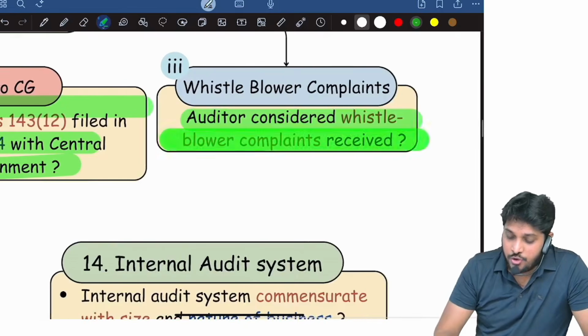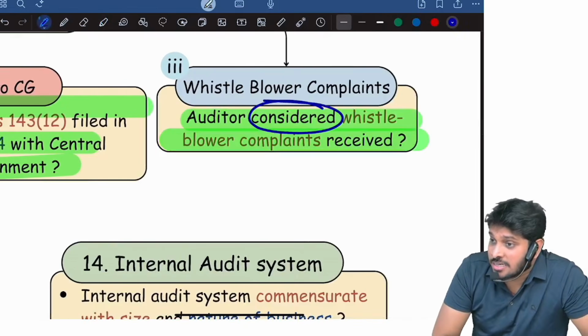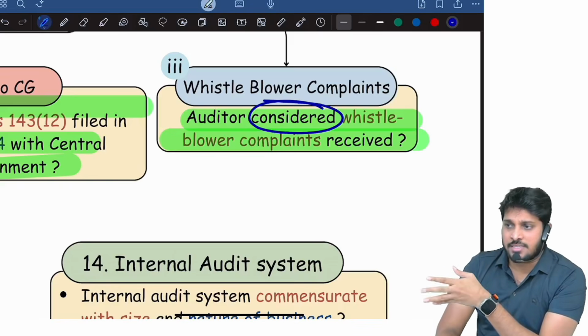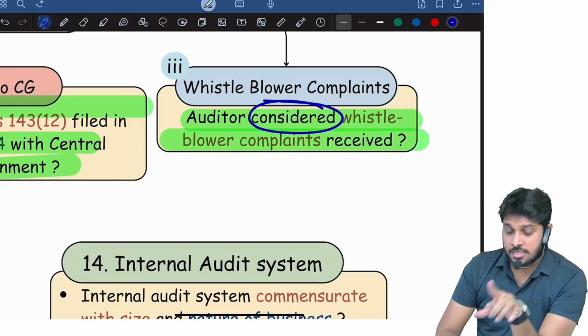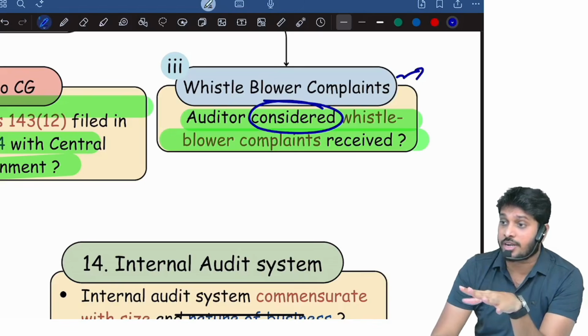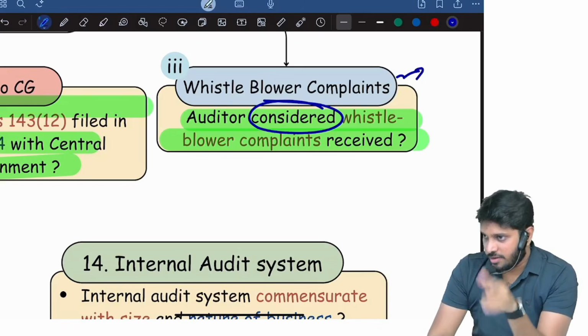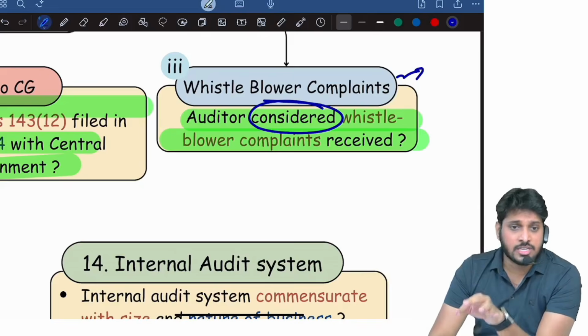Then, have you considered? They are only asking for consideration. Understand? The company has a whistleblower mechanism. There are whistleblower complaints. Have you considered those complaints? Because this consideration of whistleblower complaints is important when we are doing the risk assessment procedure. When we are doing the risk assessment procedure, we should consider whistleblower complaints, all that.